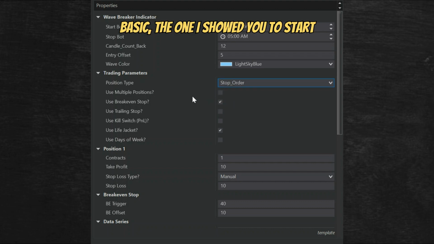Stop order is the basic one I showed you to start with. It's just putting a stop order 5 ticks above and below the 3 o'clock time after you counted back 12 candles. And that's what it is doing.